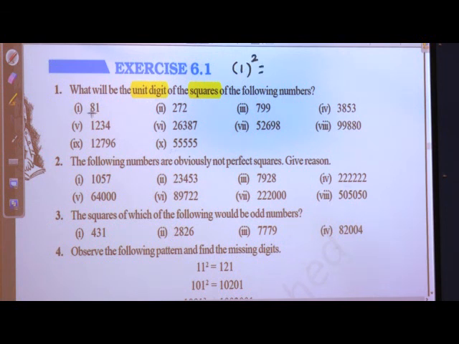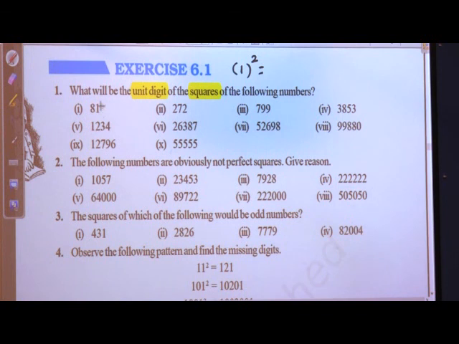In 81, what is in the units place? 1. Ones place and units place are one and the same. So for 81 squared, what do they want? They want the digit that will come in the units place of 81 squared. For that, we have to take only the square of the units digit. 1 squared is how much? 1. So the answer here is 1.